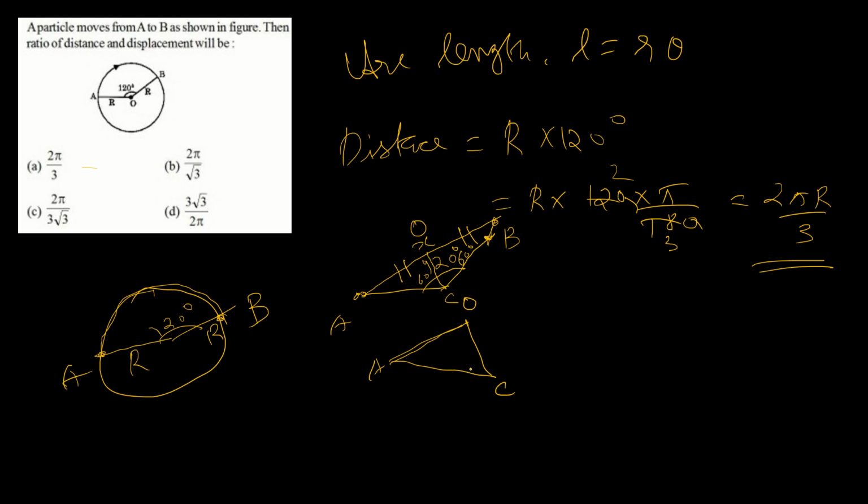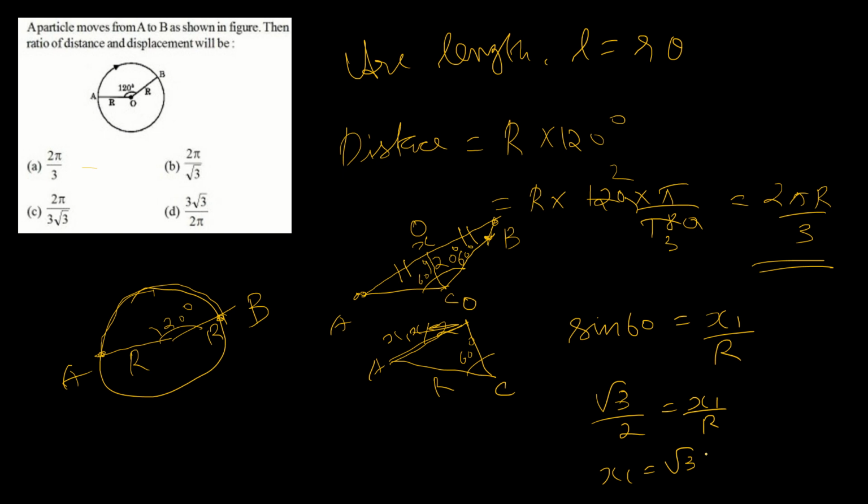We have this angle 60. This is our radius r. Let me give this half as x1, instead of x by 2, for simplicity. What is sine 60? Sine 60 is equal to x1 by r, right? Sine 60 is root 3 by 2. Root 3 by 2 is equal to x1 by r. And x1 is equal to root 3 r by 2.